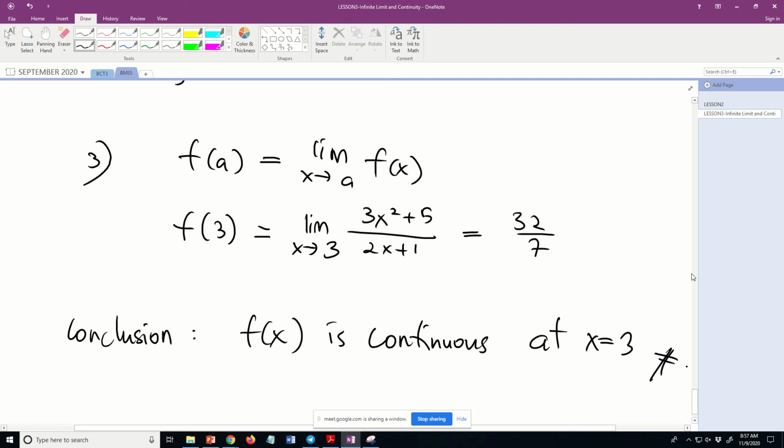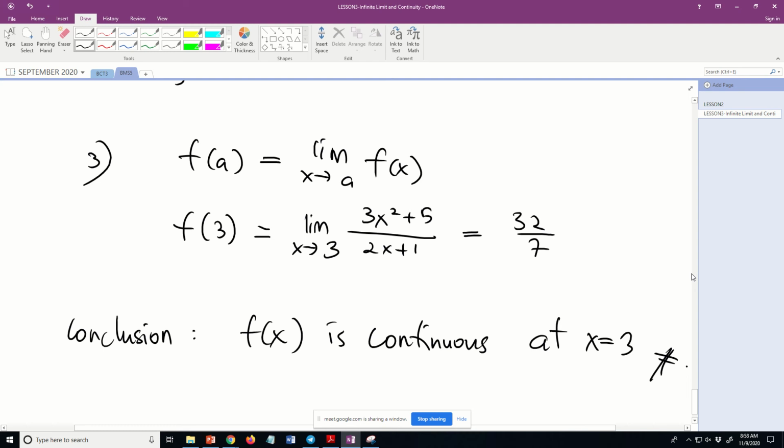Itu situasi dia. Kalau dia continuous, first condition okay, satisfy. Condition 2 satisfy. Maksudnya mesti kena buat condition 3. Kalau condition 1 satisfy, you mesti kena buat condition 2. Kalau condition 2 tak satisfy, maksudnya kita terus stop. Kita tak payah buat pun condition 3. Kita terus buat conclusion, fx is not continuous.